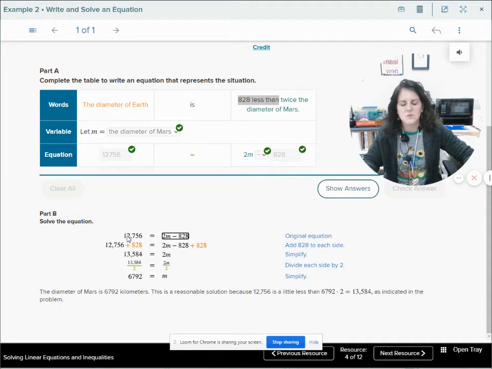Let me say this one more time. 12,756 is 828 less than twice Mars's diameter. So it worked out. That makes sense. It's a reasonable answer.